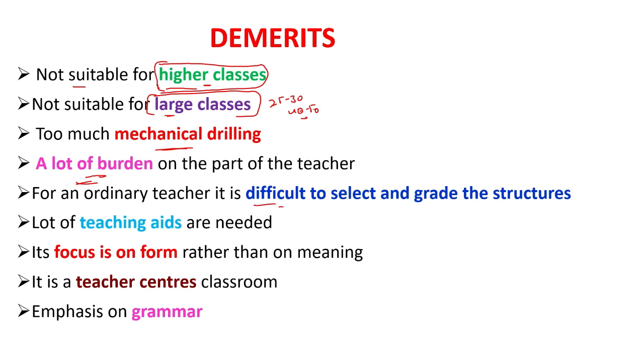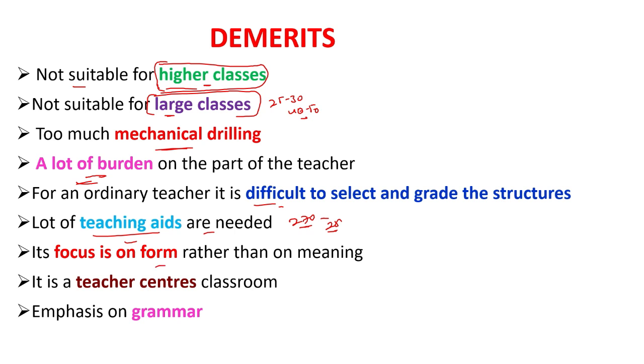Yes, teachers who do not have fluency get the main problem in selecting and grading the structures. And a lot of teaching aids are needed. Yes, to teach the structures, all 270 structures and 25 verb patterns, and to use some examples, they need a lot of teaching aids. So we may not get them.